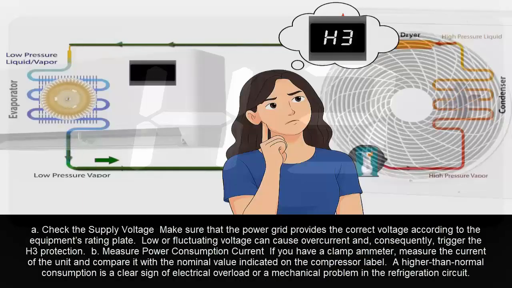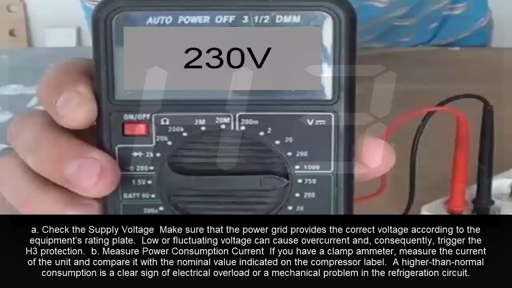A. Check the supply voltage. Make sure that the power grid provides the correct voltage according to the equipment's nameplate. Low or fluctuating voltage can cause overcurrent and, as a result, trigger the H3 protection.